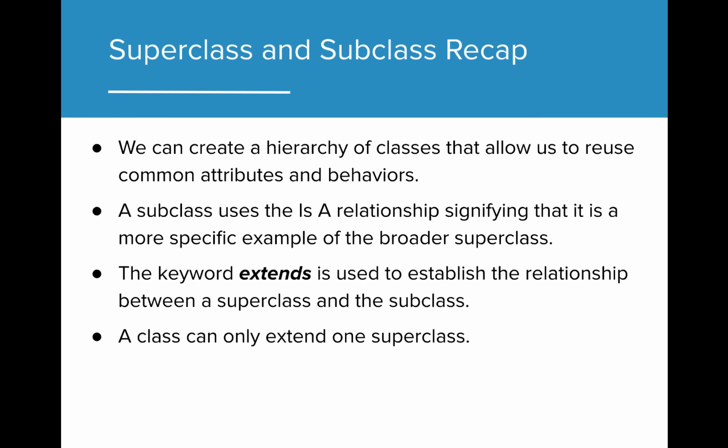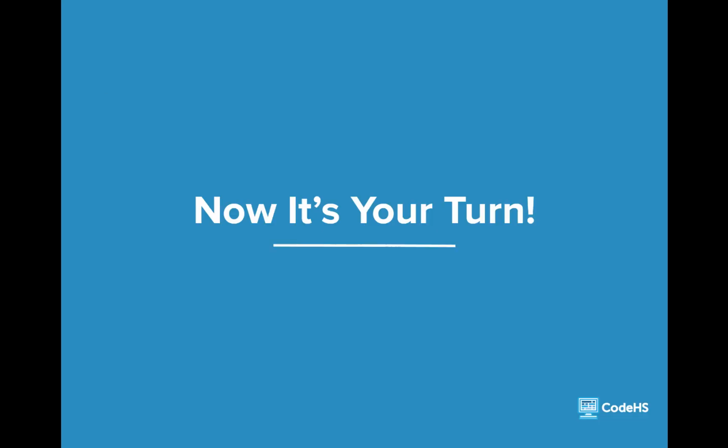As our programs become more complicated, oftentimes we look to create a hierarchy of classes that allow us to reuse common attributes and behaviors. When 2 classes share an is-a relationship, we can create the superclass-subclass relationship by having the subclass extend the superclass. Subclasses can only extend one superclass. Now that you've learned about super and subclasses, let's get some practice using them in the editor.